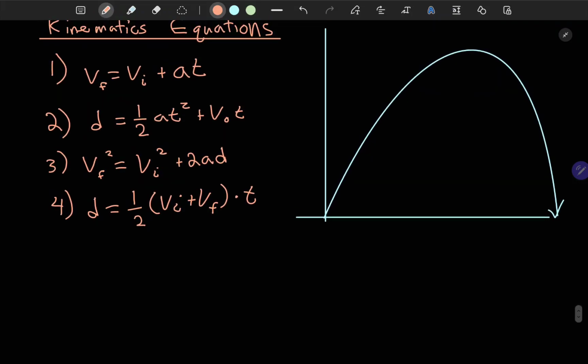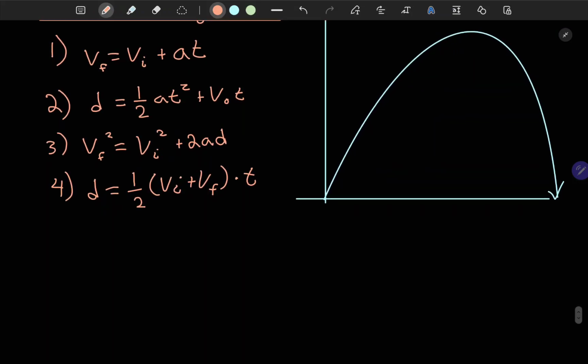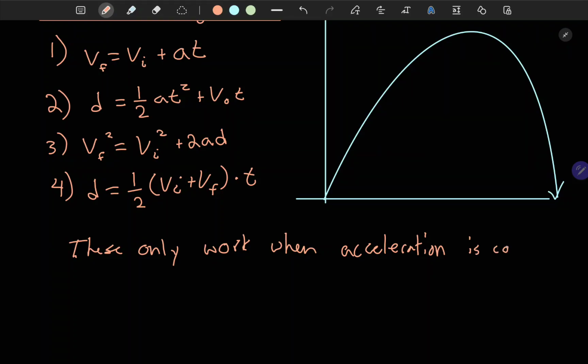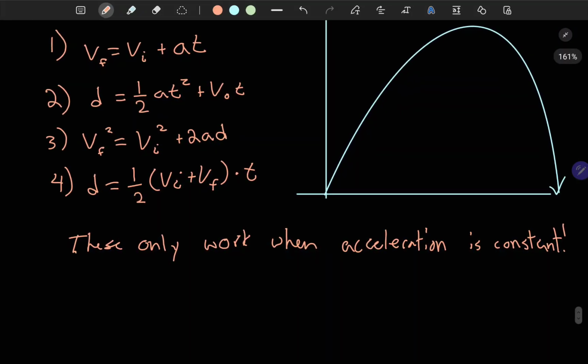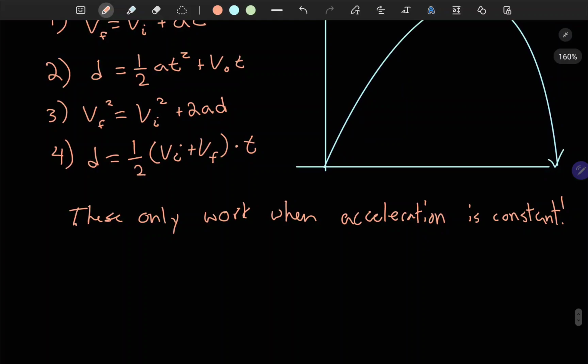And the first thing you want to note is that these only work when acceleration is constant. So that just means acceleration is one fixed value and it doesn't change off of that.